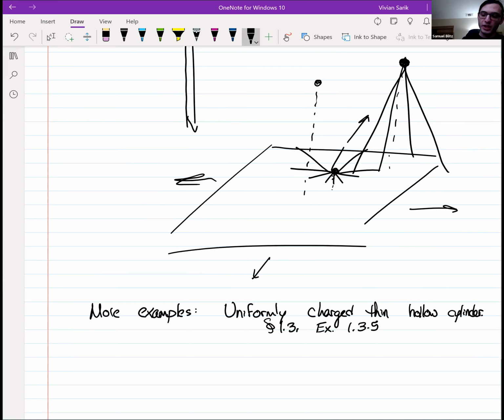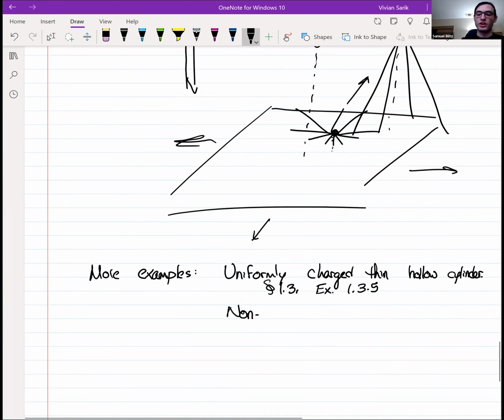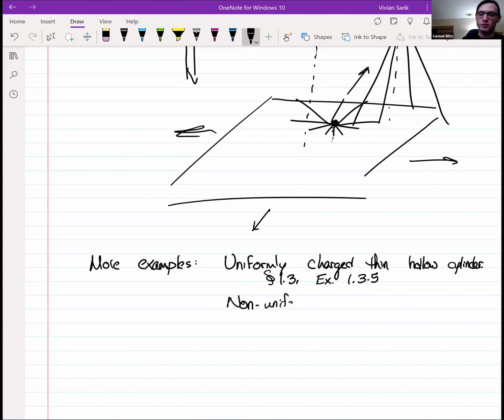And then there's another example that does this for a non-uniform charge density on a rod. The example that we just did had a uniform charge density, but what happens if it wasn't uniformly charged? What if the charge varied with position? This is also done in section 1.3, and it is example 1.3.4, in the LibreText.